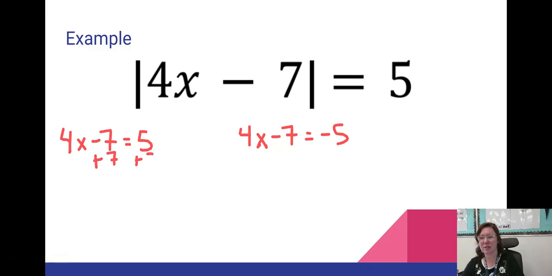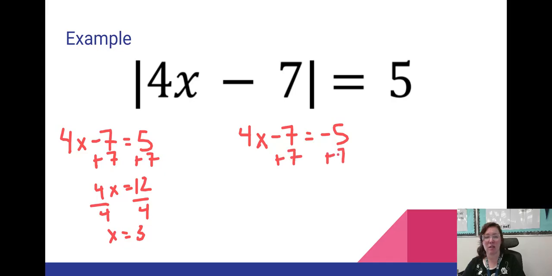Add 7 to both sides of the equal sign. 4x equals 12, divide by 4, the answer is 3. But here's where it's different. This one, we're going to add 7 to both sides of the equal sign. 4x equals 2. Negative 5 plus 7 is 2. Divide by 4 on both sides, and x equals 1/2.